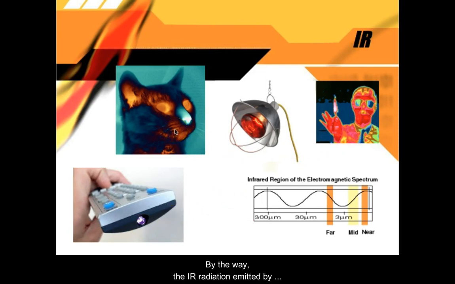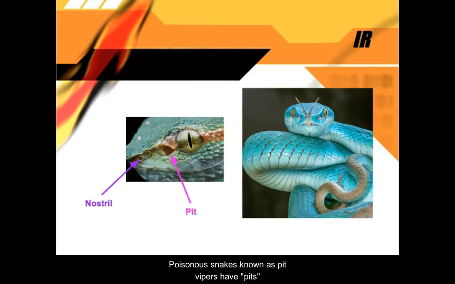By the way, the IR radiation emitted by heat lamps is not visible to humans, so manufacturers include emissions from the red-orange segment of the visible spectrum so you can tell the lamp is on. Otherwise, owie, owie, owie. By the way, poisonous snakes known as pit vipers have so-called pits that are sensitive to IR radiation and are therefore used to track prey.